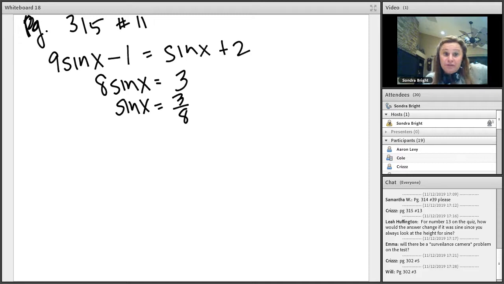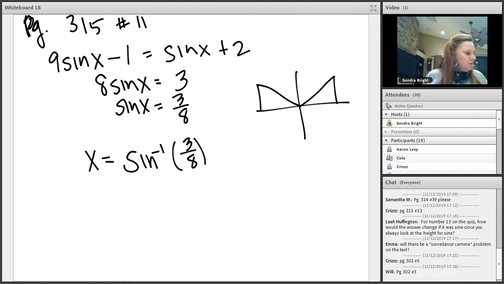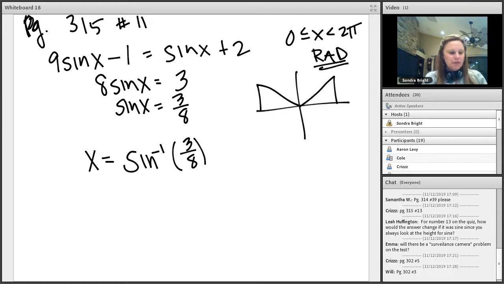So you need your calculator for this one, right? You also need to keep in mind that your sine is positive in quadrant 1 and also in quadrant 2. Your calculator is only going to give you a quadrant 1 answer when you do inverse sine of 3 over 8, which they tell you x is between 0 and 2 pi. So you need to make sure you're in radian mode. And we do inverse sine of 3 divided by 8.